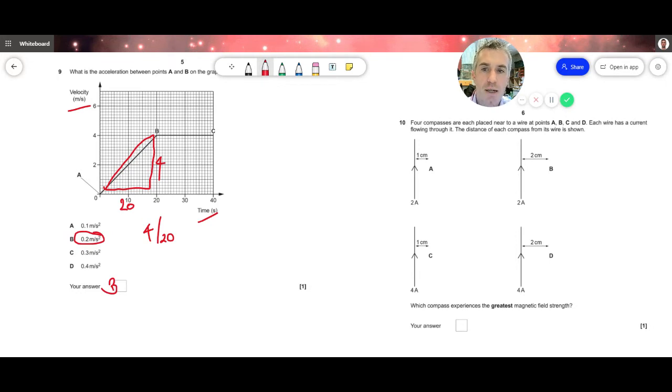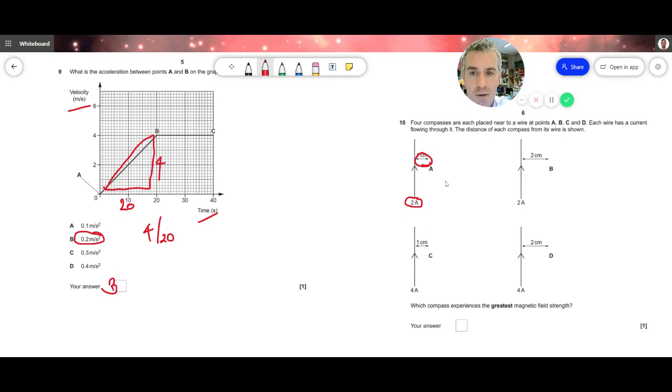4 compasses are placed near a wire at points A, B, C, and D. Each wire has a current flowing through it. The distance for each compass from the wire is shown. Which compass has the greatest magnetic field strength? Magnetic field strength is all about the current and how far you are. A larger current will have a larger magnetic field. Closer will have a larger one. So which one has the largest current and is closest?